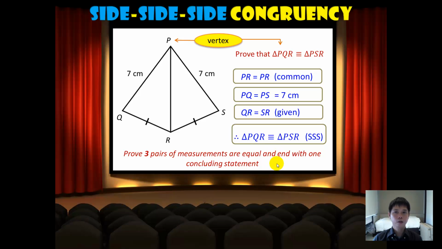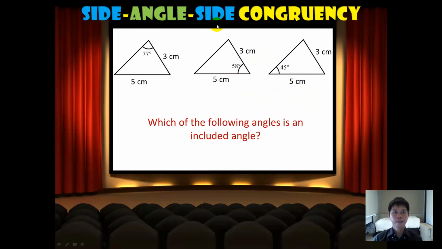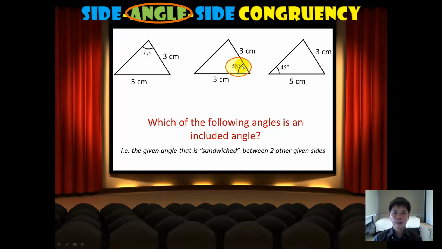Next, let us look at another congruency test, SAS, side angle side. First, we shall learn a new term here, which is the included angle. What is the meaning of included angle? We have an included angle when the given angle is sandwiched between 2 other given sides. Now, which of these diagrams is an included angle? You are right, this is the angle here, because this given angle is sandwiched between 2 given sides.